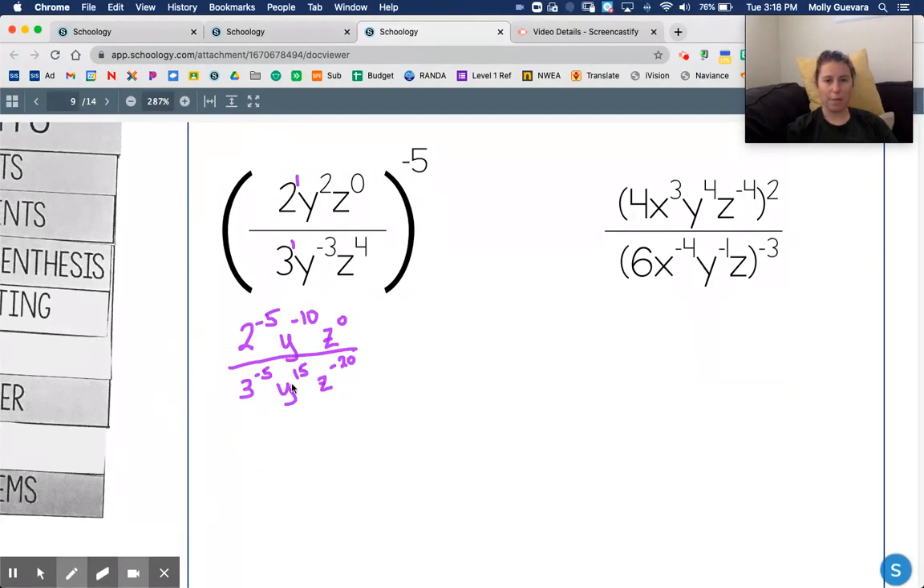So let's look. Z to the 0, that's just 1, so that's gone. Anything that's negative needs to go to the bottom. So I have 2 to the 5th, that's moved to the bottom. I have y to the 10th, that's moved to the bottom. Here on the bottom, 3 to the negative 5th goes up and becomes positive. Y to the 15th stays on the bottom because it's already positive. And then z to the negative 20 comes up and becomes positive.